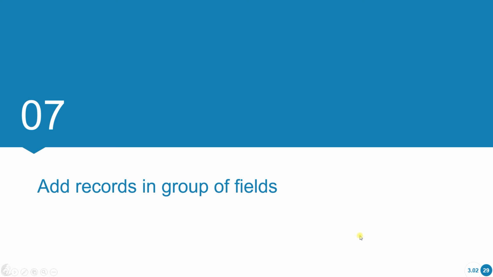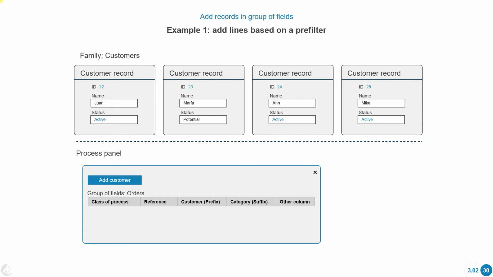Add records and group of fields. Okay, here we have an example of how to add lines in a group of fields based on a pre-filter.